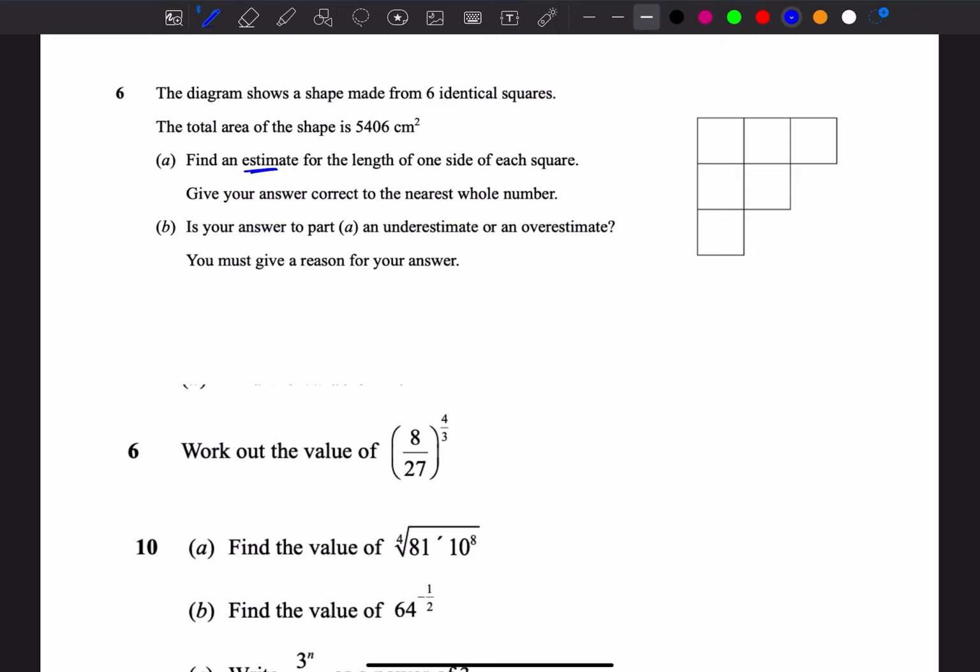They say estimates. The total area of the shape is that. So we want to round it down or round it up, whatever you prefer. To be honest, you can't prefer that. You won't be able to say it's 5,000, that's just too less. I would say two significant figures in this case. So what would that be? 5,400. Okay. Estimate.